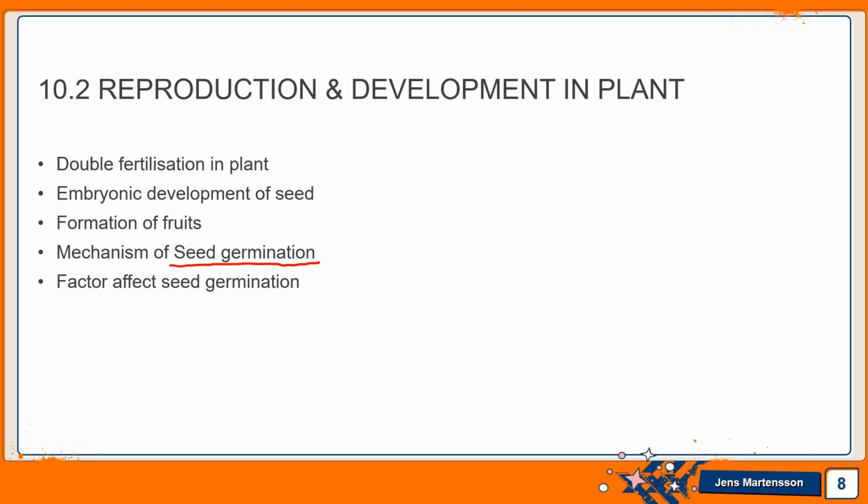And this seed germination topic can be said to be a popular topic because it has come out many times in essay questions. I think 3 times or 4 times already. And the factors affecting it have also come out a few times in past years. So overall, these are about the plant. Overall, all are new to you except double fertilization. Other topics are new to you.